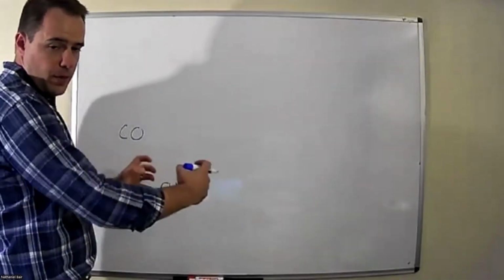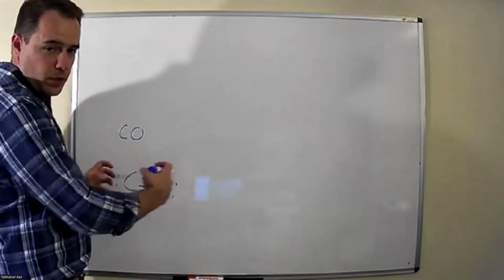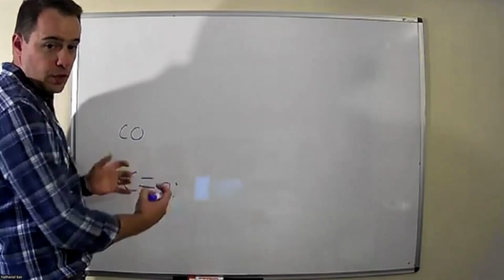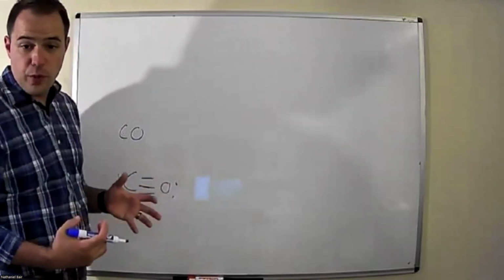They could move together. They can move together this way. They could go in opposite directions. It can't really bend too much because it's a triple bond. It's super strong, super rigid.